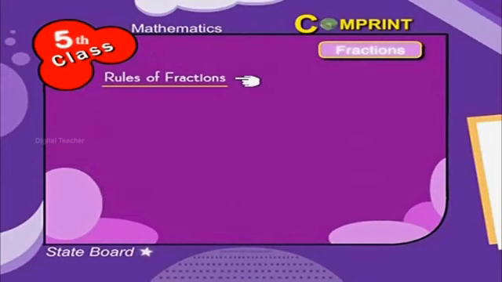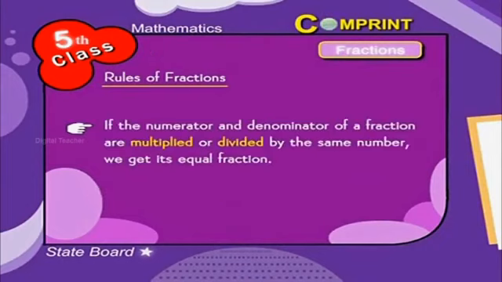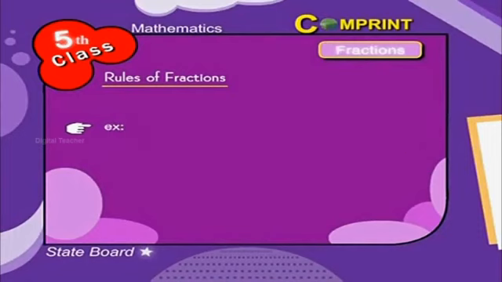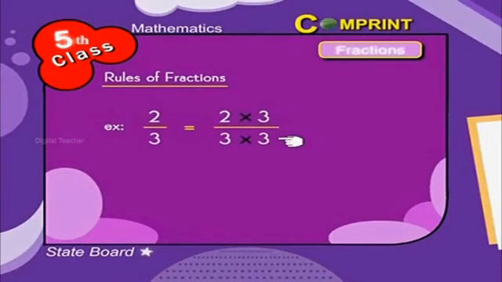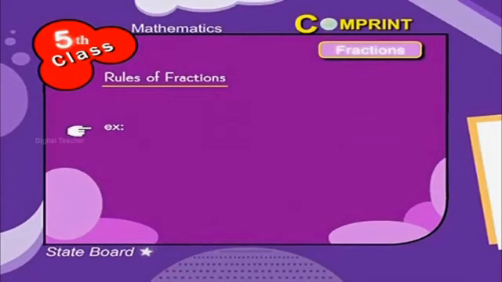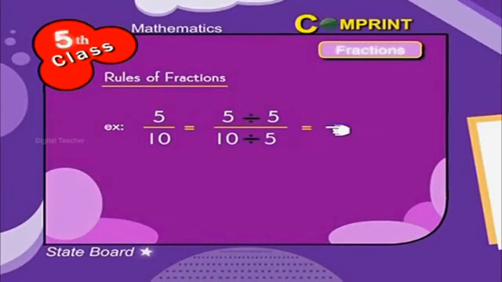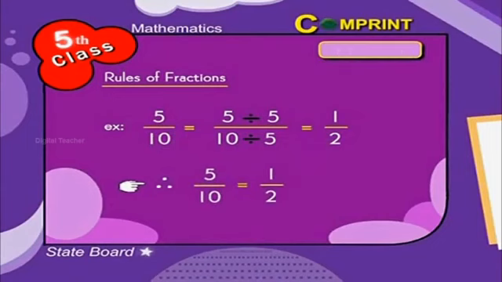Now let us learn about some rules of fractions. If the numerator and denominator of a fraction are multiplied or divided by the same number, we get its equal fraction. Look at the example. 2 by 3 is equal to 2 into 3 by 3 into 3 is equal to 6 by 9. So, 2 by 3 is equal to 6 by 9. Look at another example. 5 by 10 is equal to 5 divided by 5 by 10 divided by 5 is equal to 1 by 2. Therefore, 5 by 10 is equal to 1 by 2.